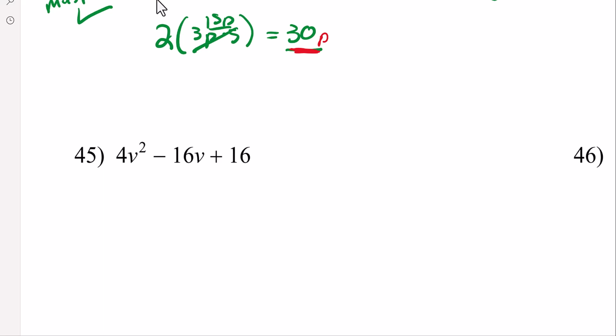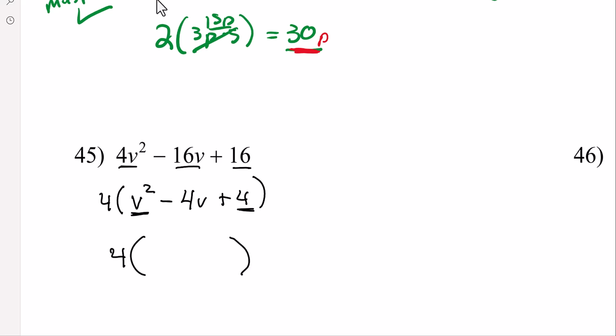First thing we're going to do here is see how all of these have a 4 in common? We're first going to factor out the 4. So that leaves 4 divide 4 leaves 1. 16v divide 4 leaves 4v. 16 divide 4 leaves 4. This is still squared. This is still squared. So it's a perfect square trinomial. And let's see if it factors to a binomial squared.